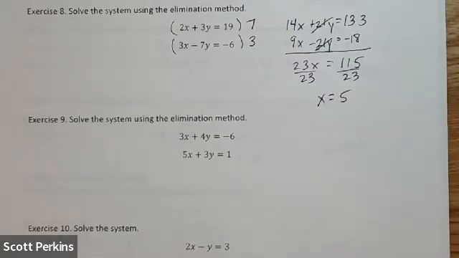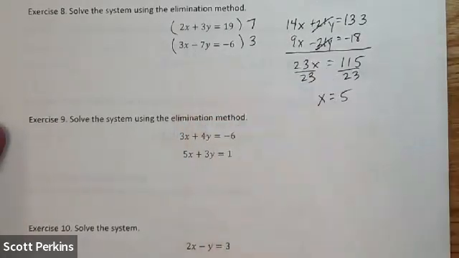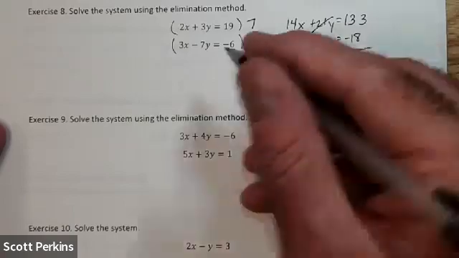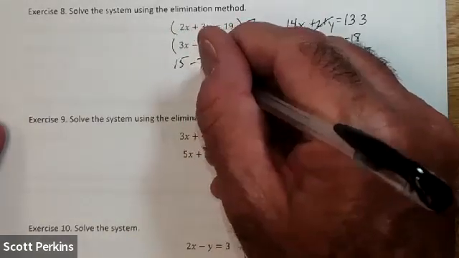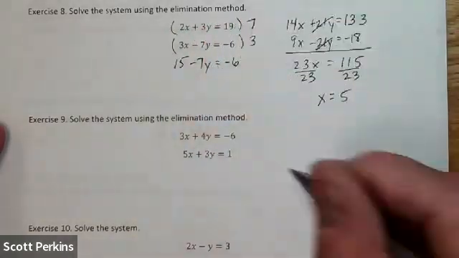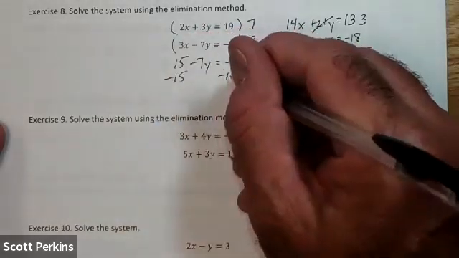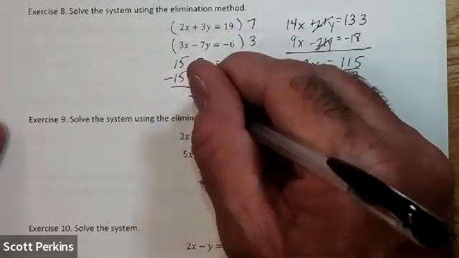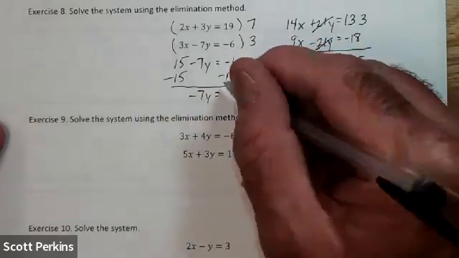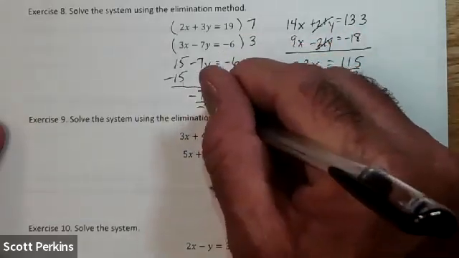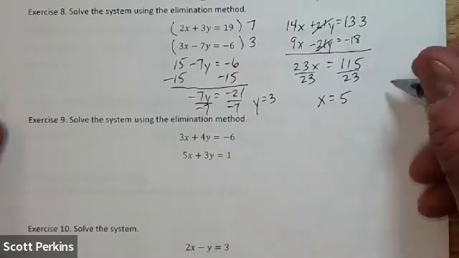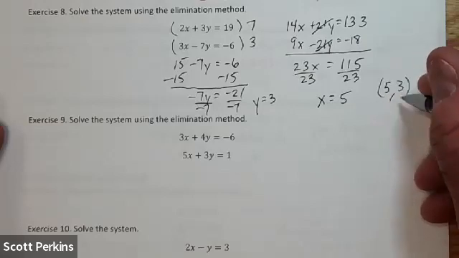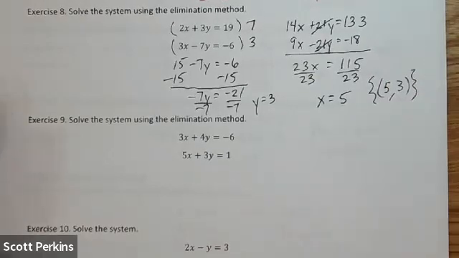Take the 5, pick your favorite equation, flip a coin if you want to. I'm going to use the bottom one again just because there's the white space beneath it that I can write in. So I've got 3 times x, so that's 3 times 5 or 15 minus 7y is equal to -6. Subtract the 15. Lots of equation solving here. Good times. -6, -15 is -21. And when I divide, I get y is equal to 3. So my ordered pair answer, the x value is 5, the y value is 3. Throw some braces around it, and we are done with the problem.